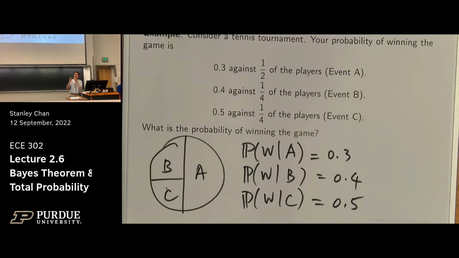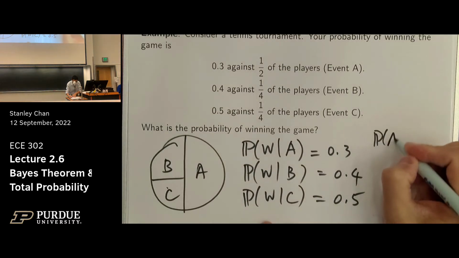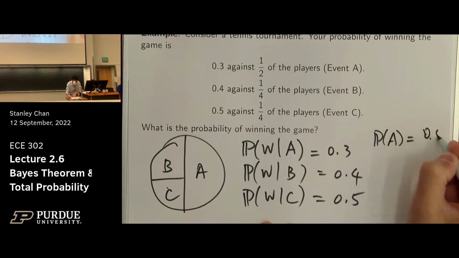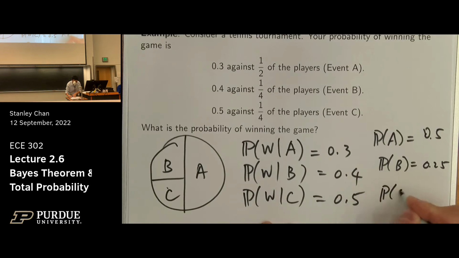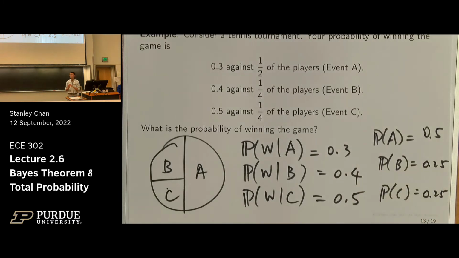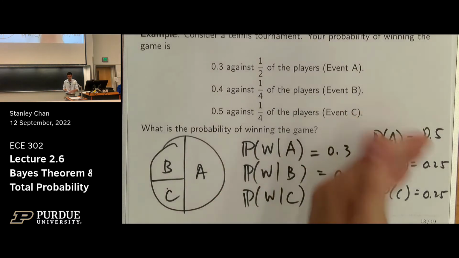Okay. So in words, they are the probability of getting A, the probability of getting B, and the probability of getting C. So probability of A is 0.5, probability of B is 0.25, probability of C is 0.25. These are the probabilities that, if you walk into a game, before you even play, I just pick your opponent. Their chance is 0.5, 0.25, and 0.25.